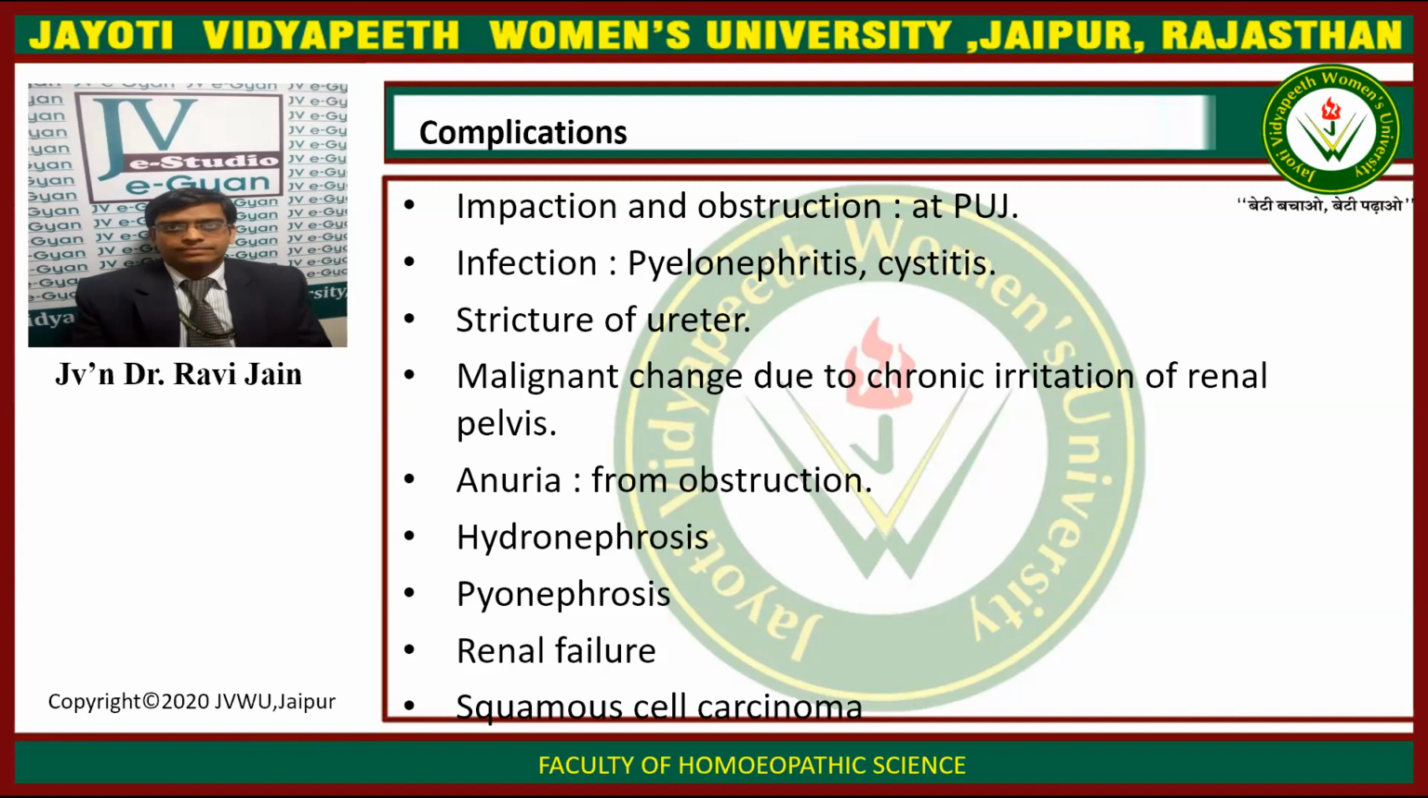So there can be infection and obstruction of the PUJ. There can be infection like pyelonephritis and cystitis. There can be stricture of the ureter because of the passage of stone through the ureter. A calcium oxalate stone can injure the ureter and, on healing, may cause stricture of the ureter. There can be malignant change due to chronic irritation of the renal pelvis. There can be anuria from the obstruction. Due to the obstruction, there can be no transfer of urine in the downward direction, hence it can produce anuria.